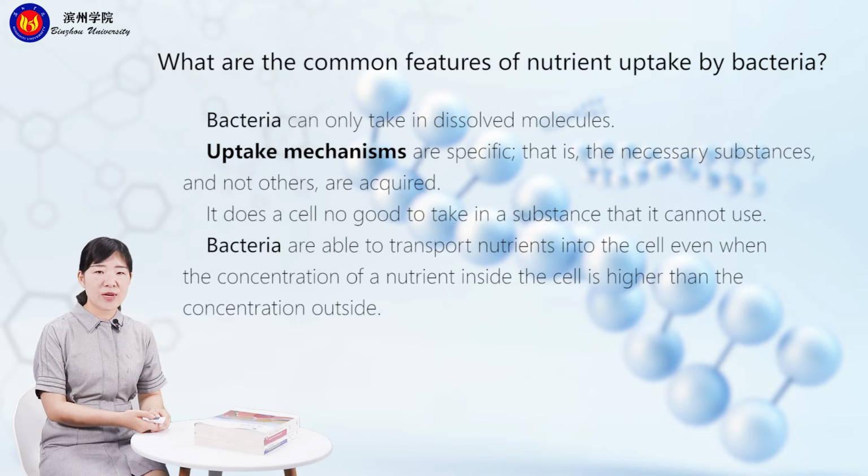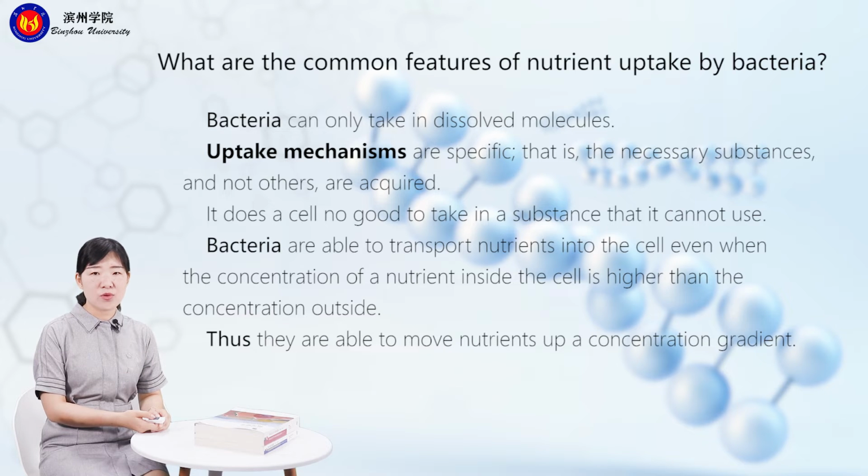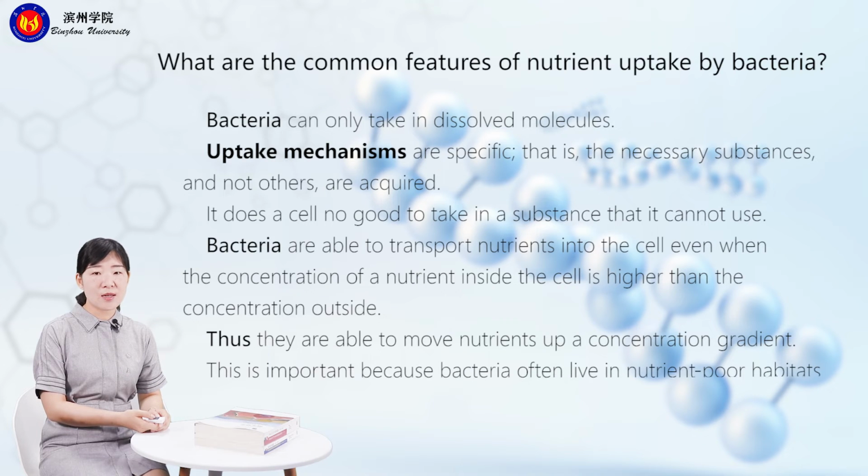Bacteria are able to transport nutrients into the cell even when the concentration of nutrient inside the cell is higher than the concentration outside. Thus, they are able to move nutrients up a concentration gradient. That is important because bacteria often live in nutrient-poor habitats.